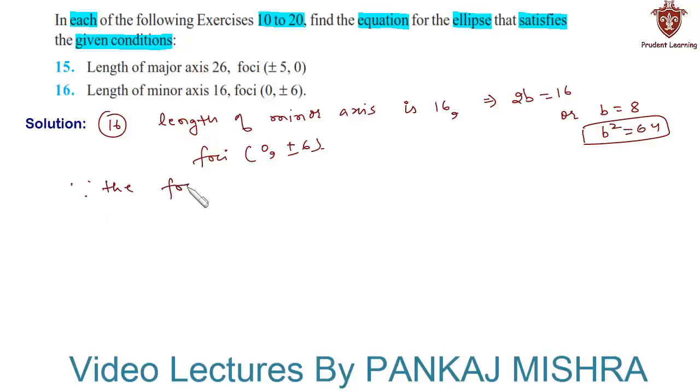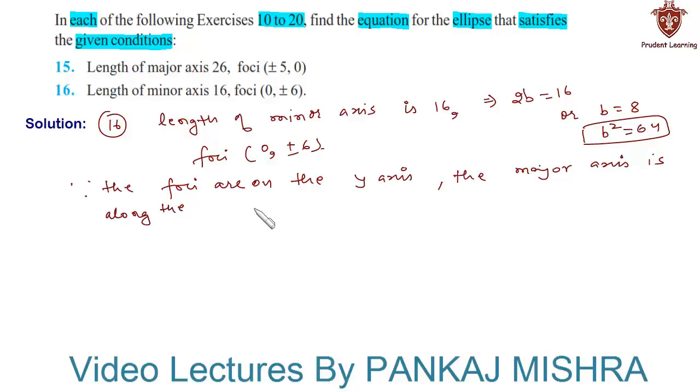Since the foci are on the y-axis, so the major axis is along the y-axis, and we know that the equation of an ellipse whose major axis is along y-axis is given by x square over b square plus y square over a square is equal to 1, where a is length of semi-major axis and b is length of semi-minor axis. Let us call it as equation 1.